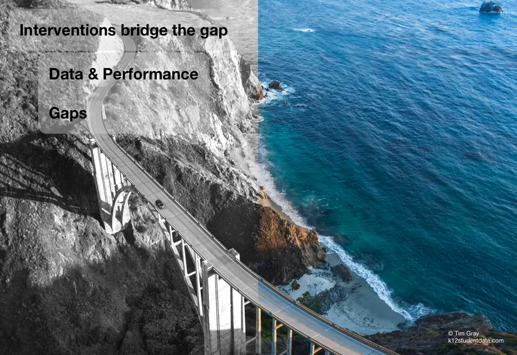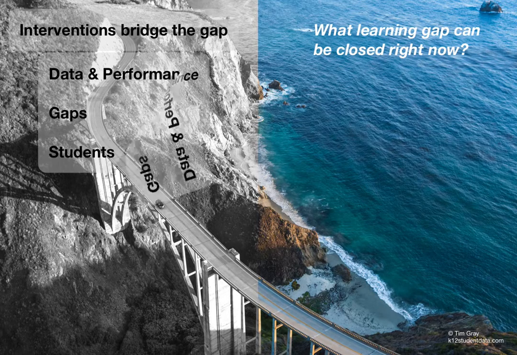One thing you think about when you're looking at data is what learning gap can be closed right now, because that's most important to me in the classroom. I need to close the gap now. What do I need to do? Now, the one thing you have to understand is if your data is showing large groups of students with similar issues, you may not need an intervention. You may have an instructional or curriculum issue, and you may need to address that first.